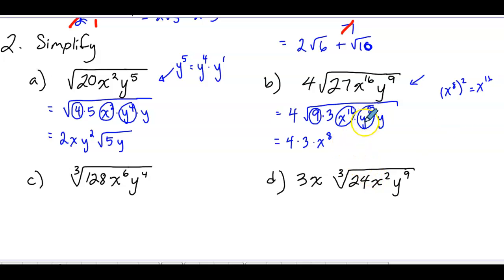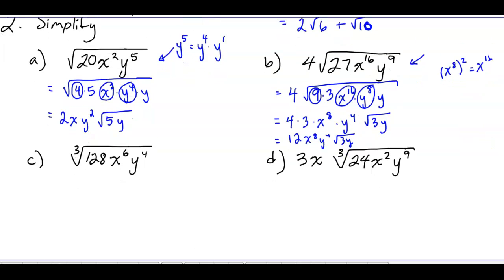Square root of y to the 8th will be y to the 4th. Okay, and what stays underneath? 3y. So now I'll just write this all together. 12 x to the 8, y to the 4th, root 3y.